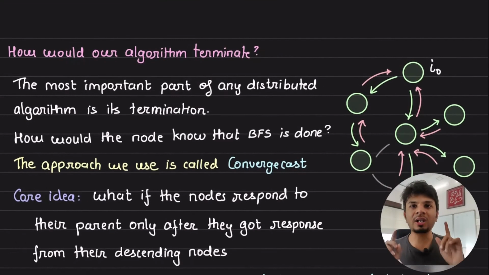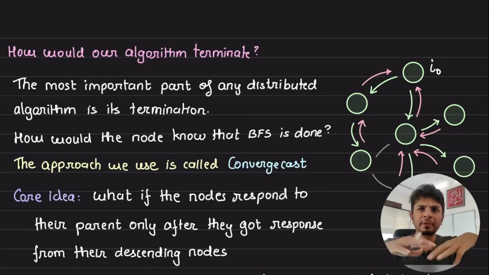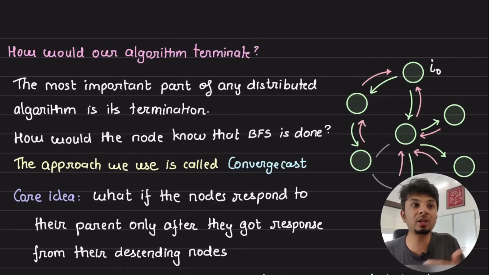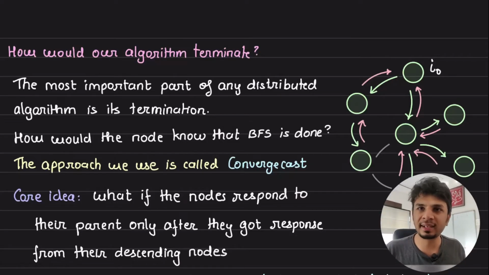Okay, now comes the main part. How would your algorithm terminate? We discussed that it would take diameter number of rounds to reach that. But how would the nodes know that the algorithm terminates? Because everyone's working independently. They don't know what's happening, how deep the network is. They know that something like n nodes exist. That's it.